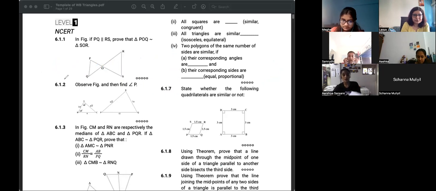Okay, 6.1.2. This one. Samriddhi, angle P, which one did you do? 6.1.2, find angle P. How did you do it? Either click a picture and send it on WhatsApp, or put the steps on Zoom. I need to know how.